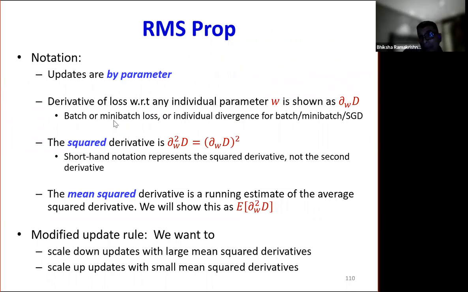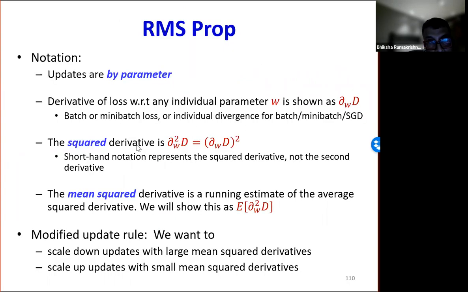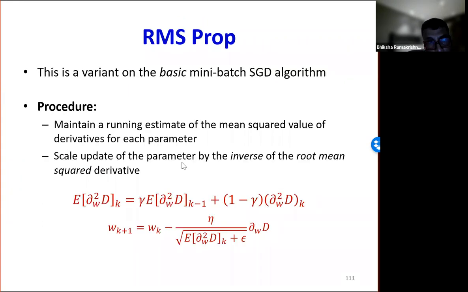So RMS prop actually considers this total movement of this kind. And the way we do it is this. Here I'm going to use a little bit of notation. When I write partial squared d, it doesn't mean it's the second derivative. It means it's the square of the partial derivative, right? And so here's what we do. We maintain a running average of the square of the derivative.